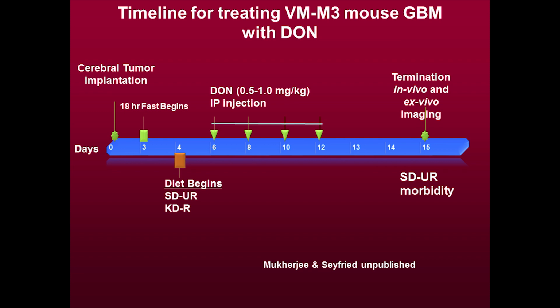Now, we said, wow, why do we stop at 15? Because the guys chomping down on the high carbs are dying. They're starting to get morbid at 14, 15 days of age. That's how fast. We already put a stage 4 brain tumor in these mice, all right?